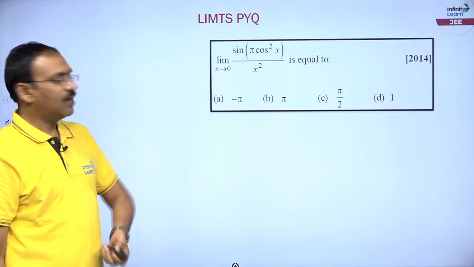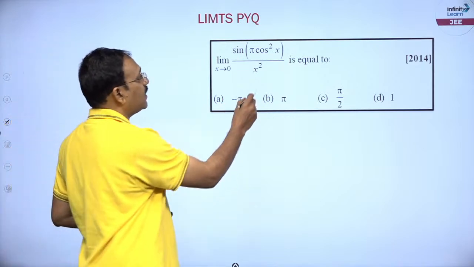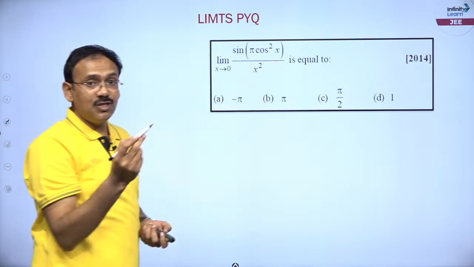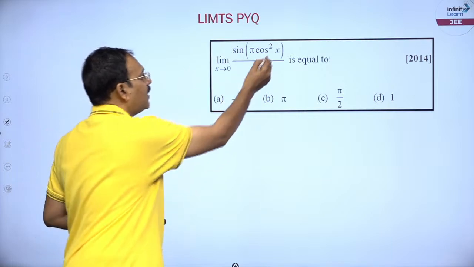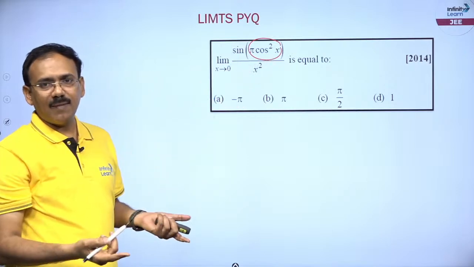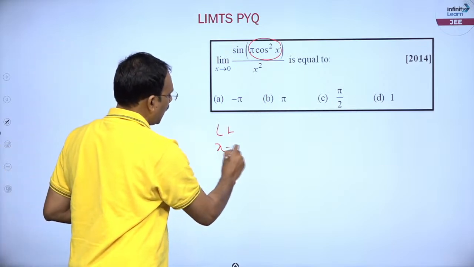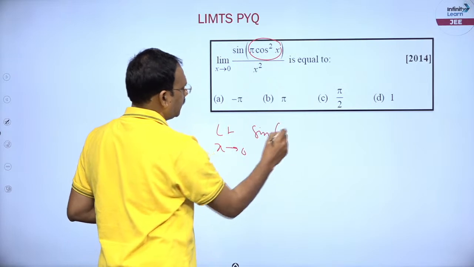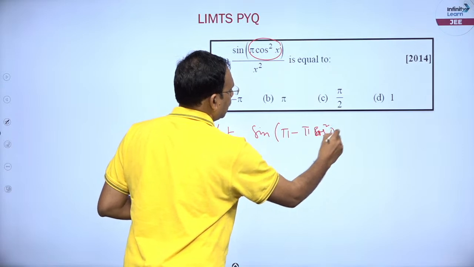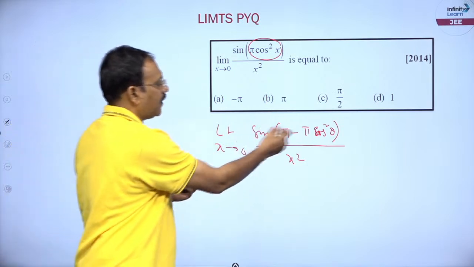In the same way, limit x tends to 0, sin of pi cos square x by x square. Here many students will feel sin theta by theta kind of, as x tends to 0, cos 0 is 1, so this is sin pi, this is not tending to 0. Many students will multiply and divide with the same and apply. So that logic will not work out here, because friends, here you need to write sin theta as sin pi minus theta, this is fine. Can I write this? Because dear friends, sin pi minus theta is sin theta.